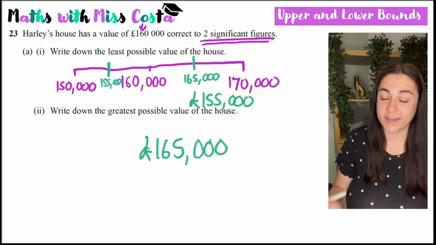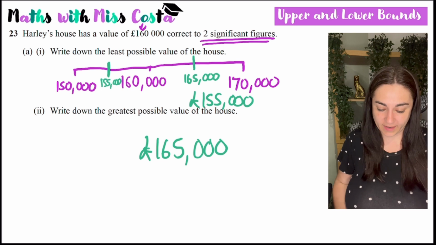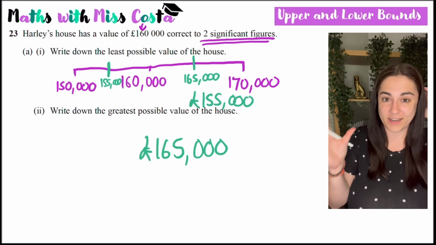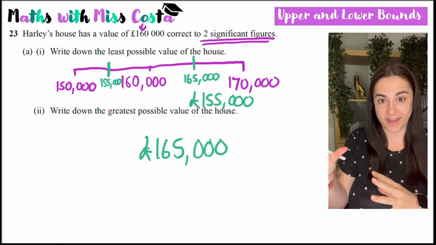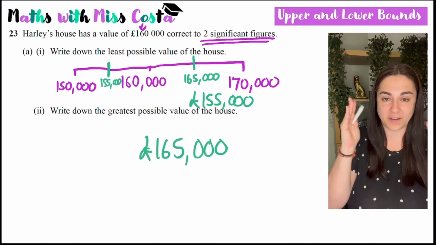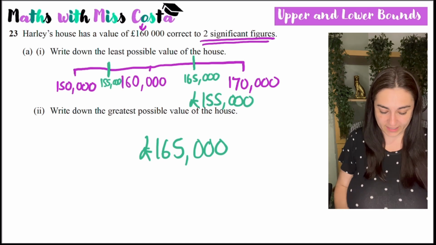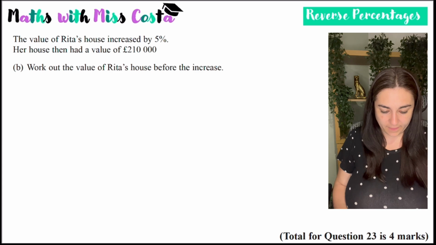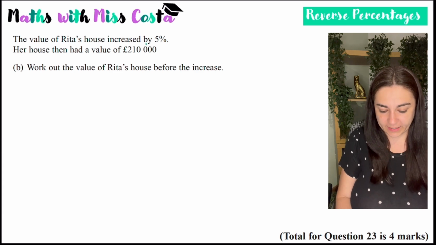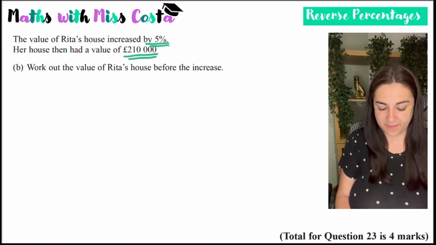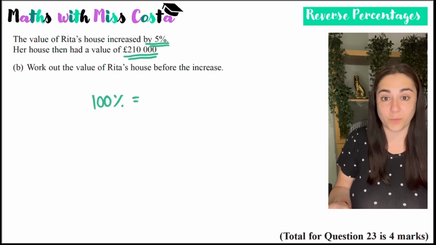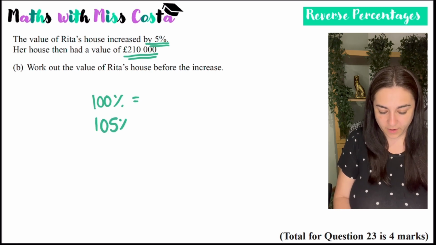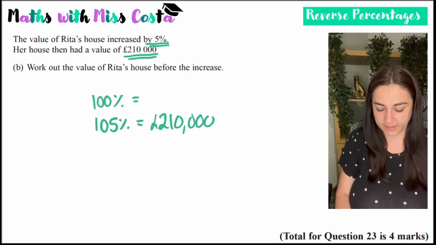So whenever you're working out the lowest and the largest possible value, think, okay, it's to two significant figures, so the nearest 10,000, so you add 10,000 on and you subtract 10,000, and then you find the midpoint between those values. Then it says the value of Rita's house increased by 5%. The house then had a value of 210,000. So her original value was 100%. I don't know what that is, but I know that 105% is equal to £210,000.